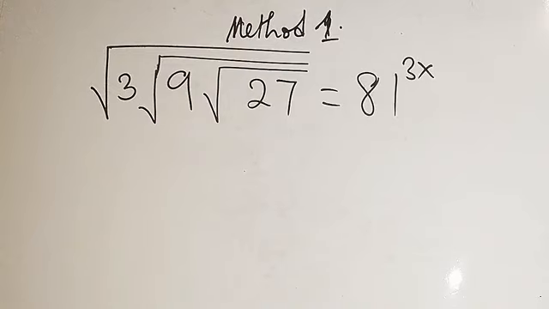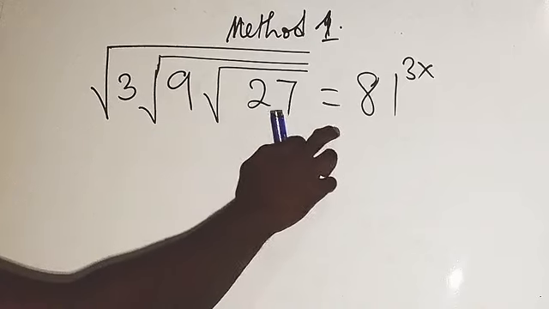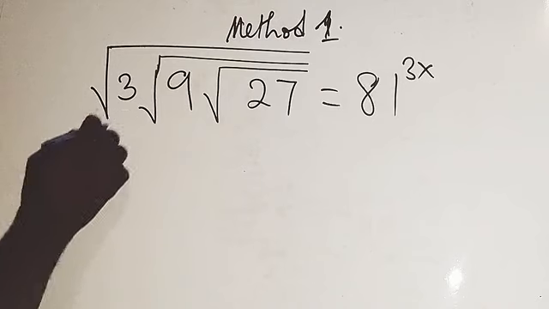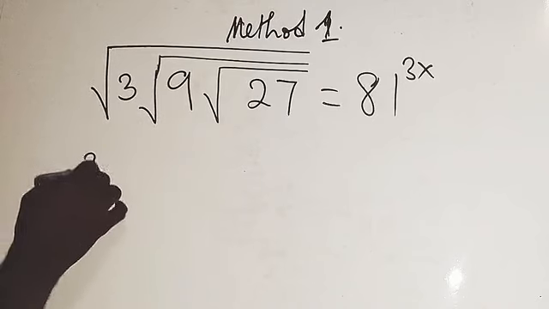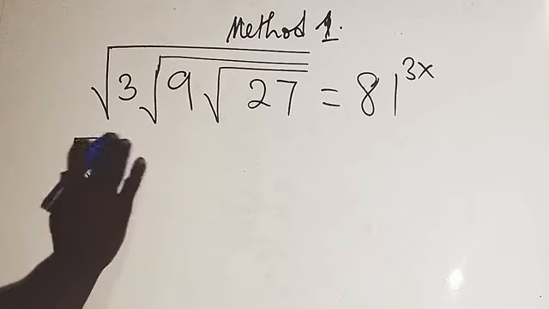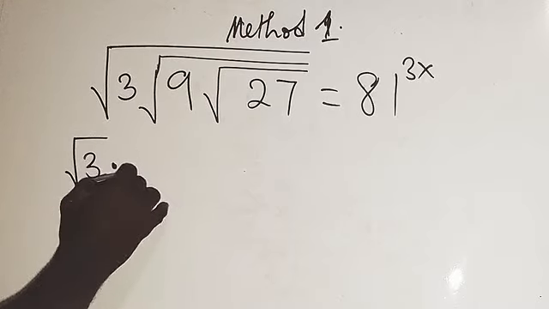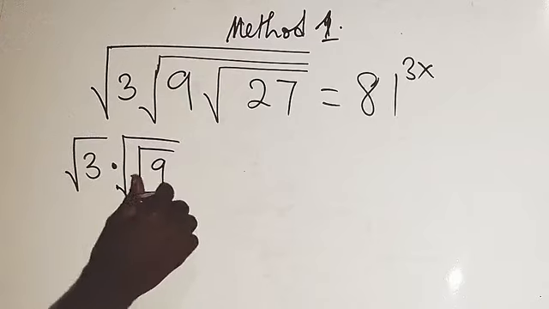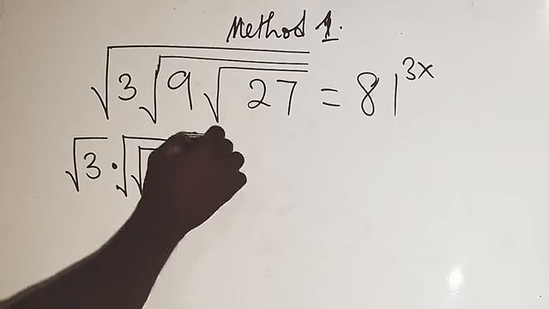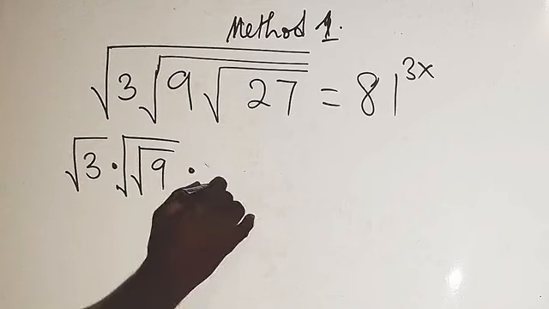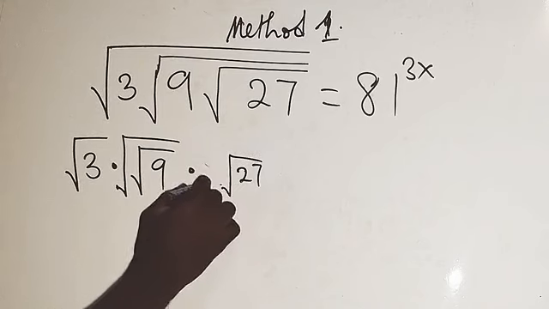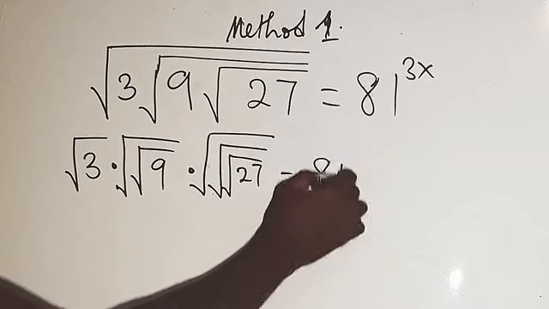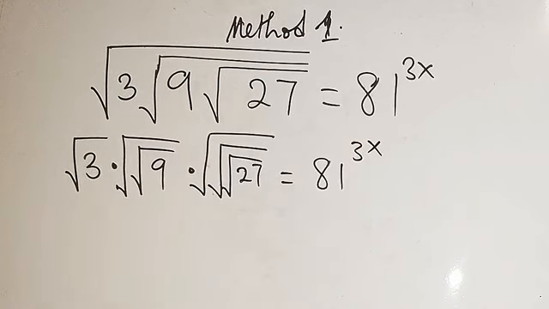So we have the square root of 3, square root of 9, square root of 27 equals 81 to the power of 3 to the power x, or 3x. I can rewrite this as 3. This 3 has a square root here, then multiplying, you have square root of 9, but it's still having another square root up here, then multiply by square root of 27, having another one, then another one like this, then equals 81 3x.